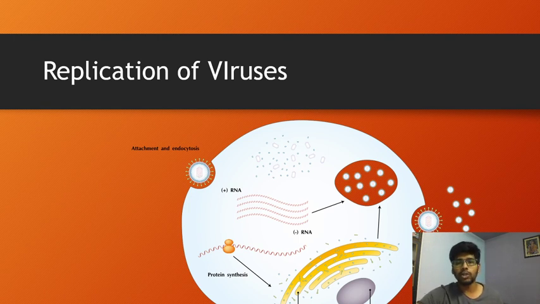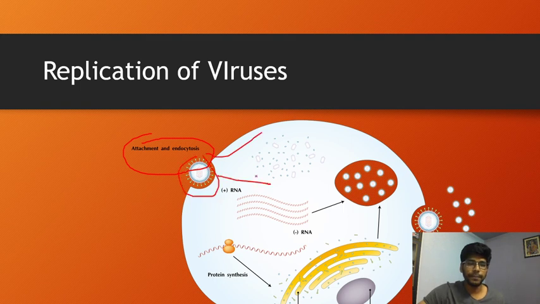So the next one is replication of the viruses. When we talk about replication, we have two different mechanisms, lytic and lysogenic. Most of the viral diseases we are facing follow the lytic process, not the lysogenic. In the lytic process, there is attachment and endocytosis. The virus moves within the living host after the attachment.